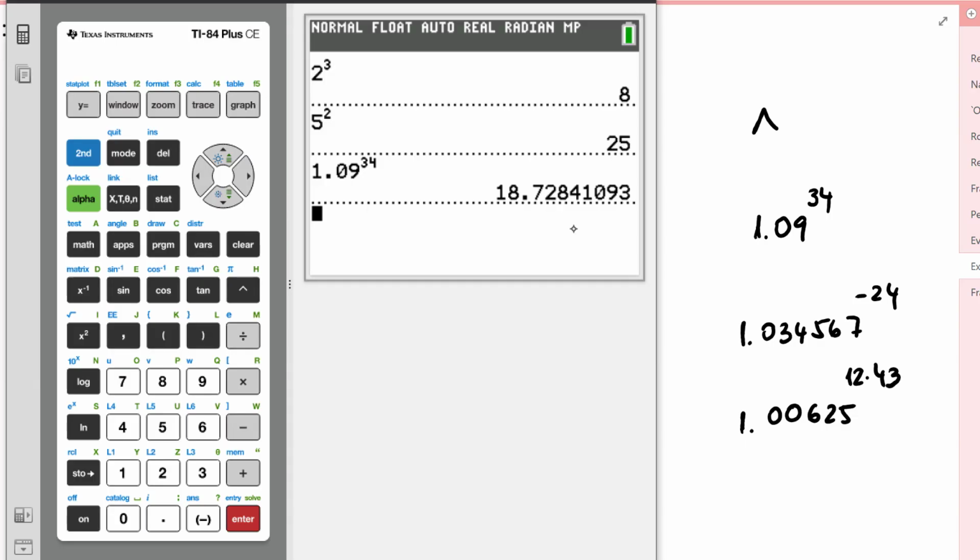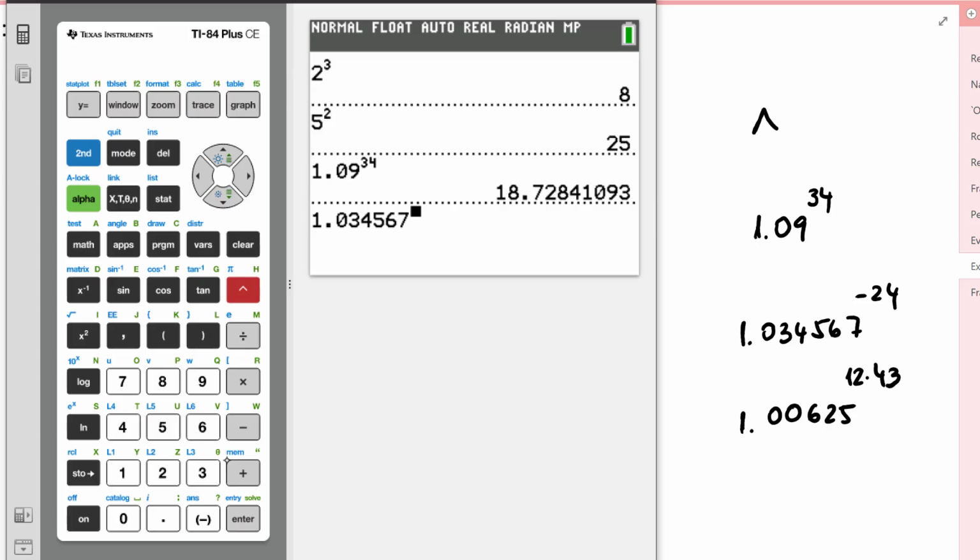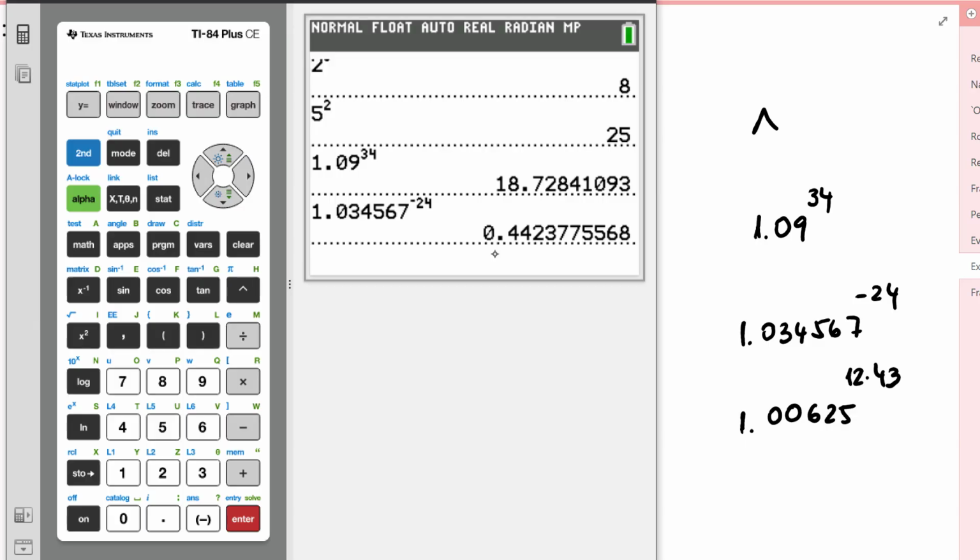So let's try the other one: 1.03456 raised to negative 24. If you have a calculator like mine, the TI-83 or 84, don't use this minus from here; use the negative sign and put negative 24. If you use the minus, you're going to get an error. Press enter, and again, do you see how many decimals we have? We copy all of them and we carry them over until we get to the final answer, and then we round.